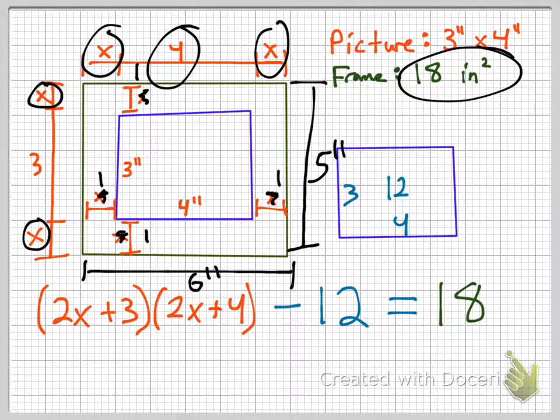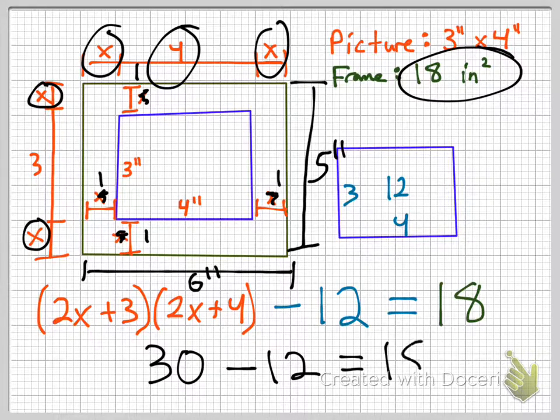We want to check that. 6 times 5 is 30, and 30 minus 12, which is the inside picture, is indeed 18, and our work checks out.